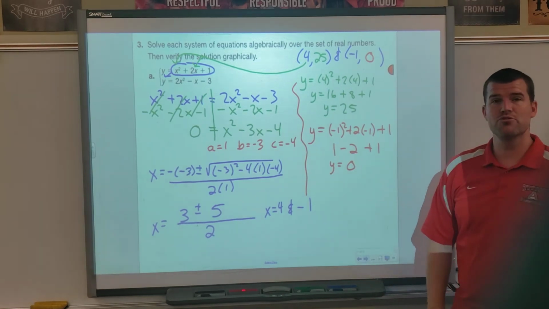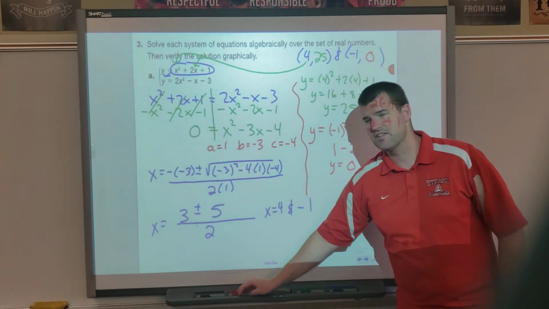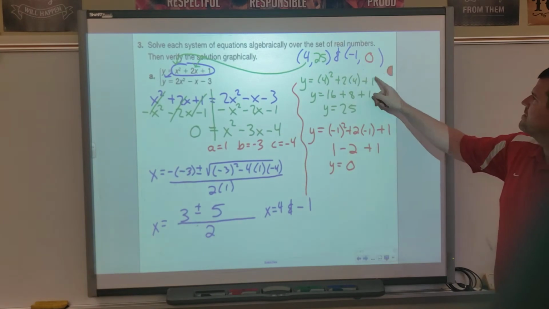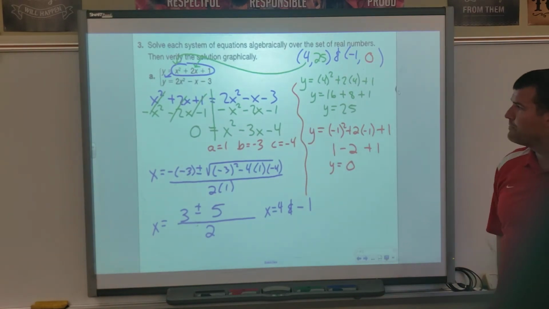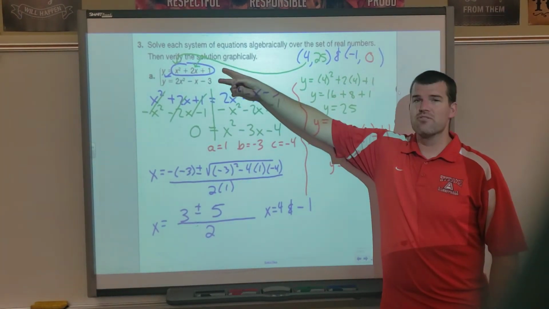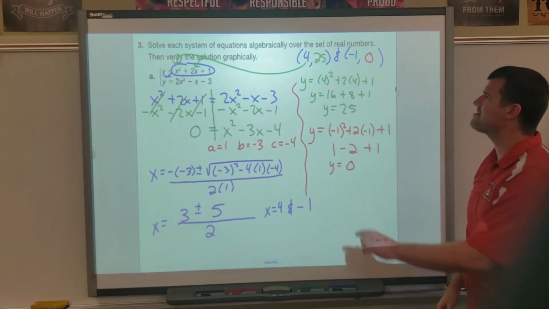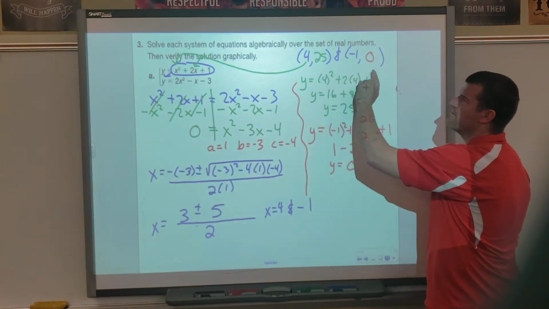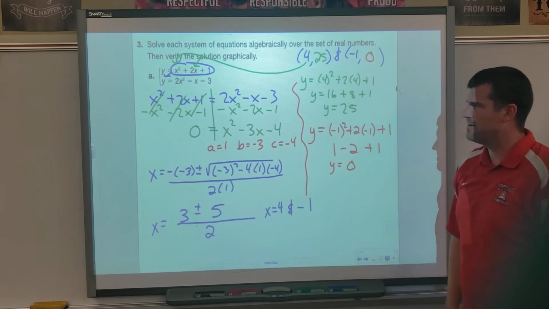So two solutions, that means the two parabolas will cross in two places. Let's see if I have that graph. I don't have that graph, but I promise you if you go and graph those two equations, they will cross or intersect at 4, 25 and negative 1, 0.